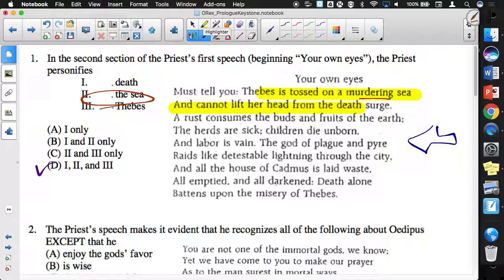And who cannot lift her head? Thebes. So her head, Thebes, is being personified. So the only one we don't have yet at this point would be death. The god of plague and raids, detestable lightning. Yes. Yep. Nephilim battens upon the misery. So right there.